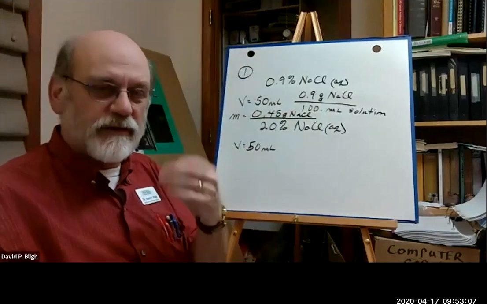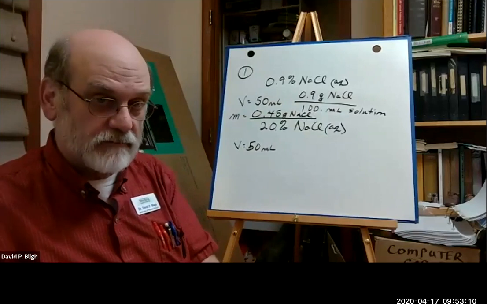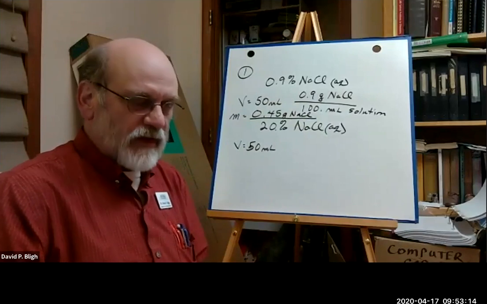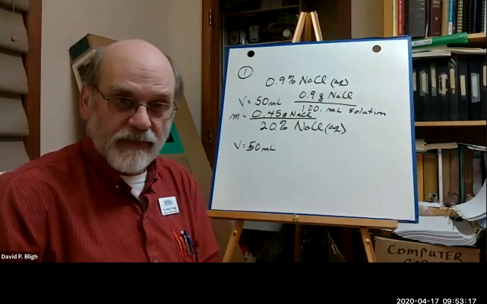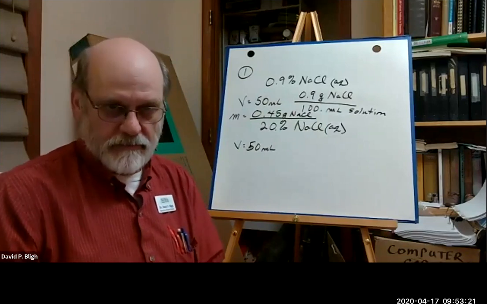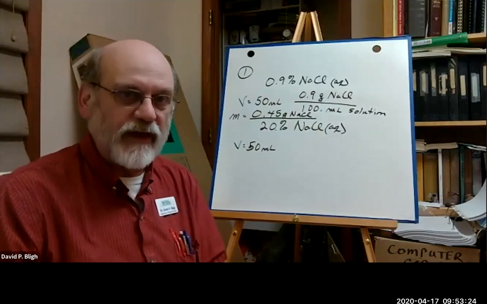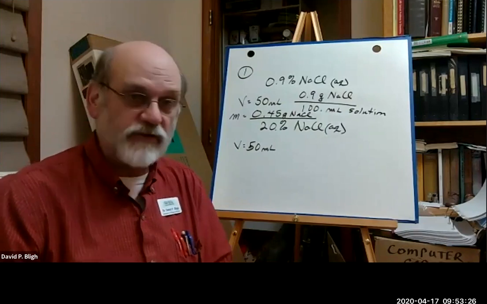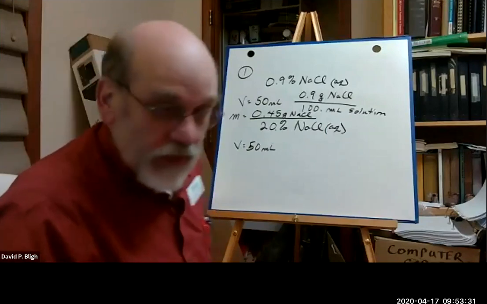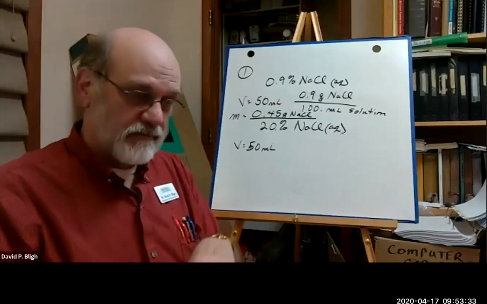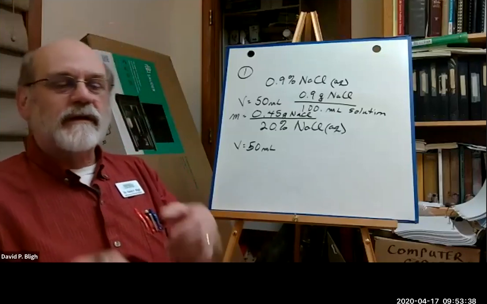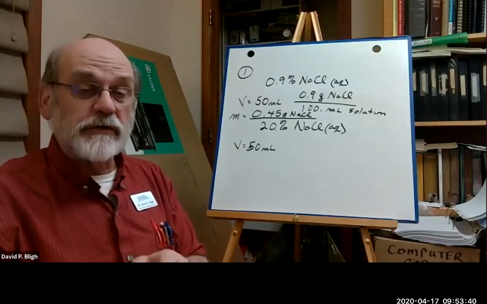Now, why did we pick 0.9% sodium chloride? Well, 0.9% sodium chloride is isotonic with most mammalian cells. Isotonic with your body fluids. So it should be isotonic, and probably is. We would expect it to be isotonic with potato cells too.